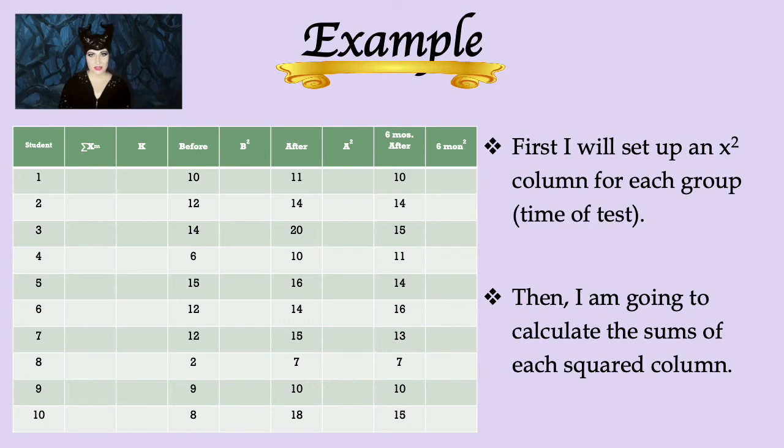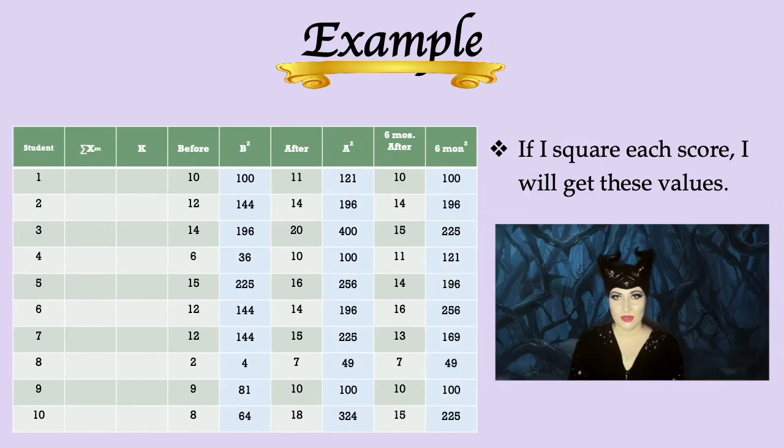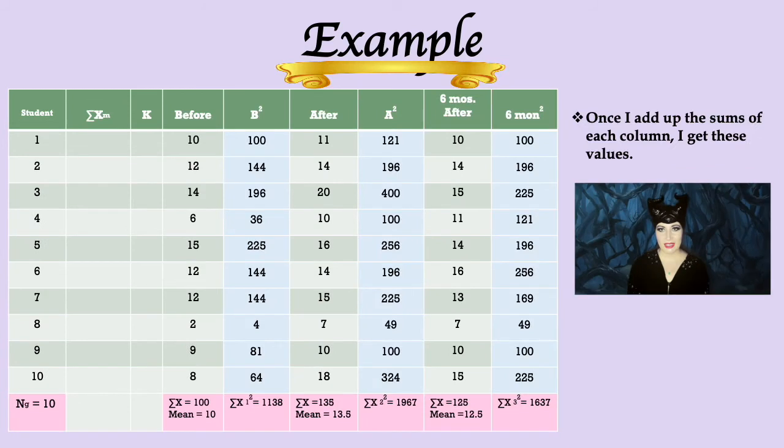So I set up an x squared column beside each score, and then I square each value. Once I square each score, these are the values that I see. And I know that the next step for me is to find the totals of each column. So if I add up the total of all the magic tricks that they completed before taking the course, I get 100. If I add up the total number of correct magic tricks immediately after the course, I get 135. And then if I tally up the scores that they got 6 months after, I get 125.